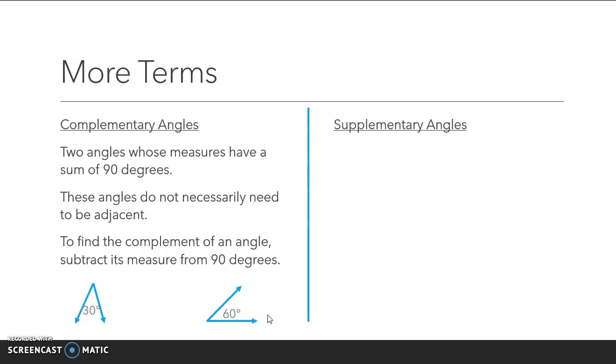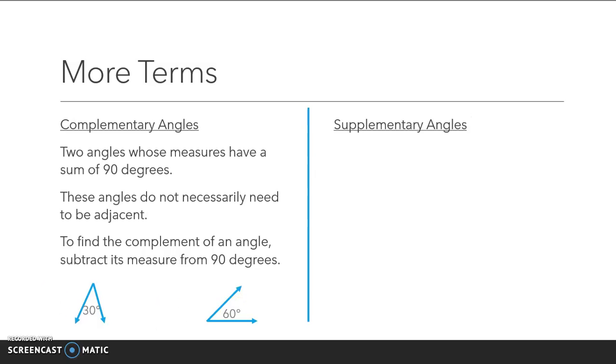Now, if I was only given one of these angles, I could find the other one by subtracting from 90 degrees. So if I was only given a 30-degree angle and I was asked to find its complement, I would do 90 minus 30 to get 60 degrees for the complement.